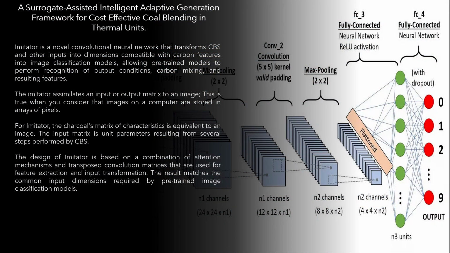Imitator is a novel convolutional neural network that transforms CBS and other inputs into dimensions compatible with image classification models, allowing pre-trained models to perform recognition of output conditions, coal mixing, and resulting features. The imitator assimilates an input or output matrix to an image. This is true when you consider that images on a computer are stored in arrays of pixels. For imitator, the coal's matrix of characteristics is equivalent to an image. The input matrix is unit parameters resulting from several steps performed by CBS.